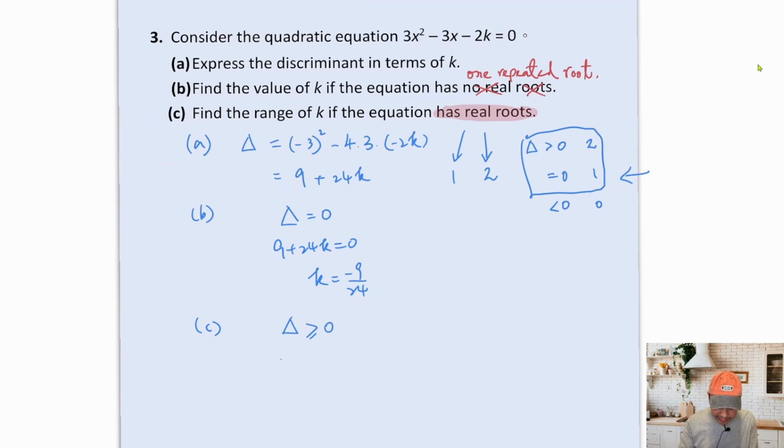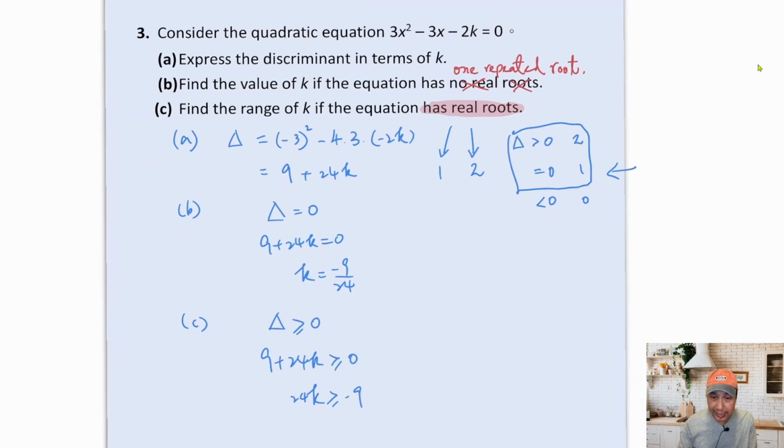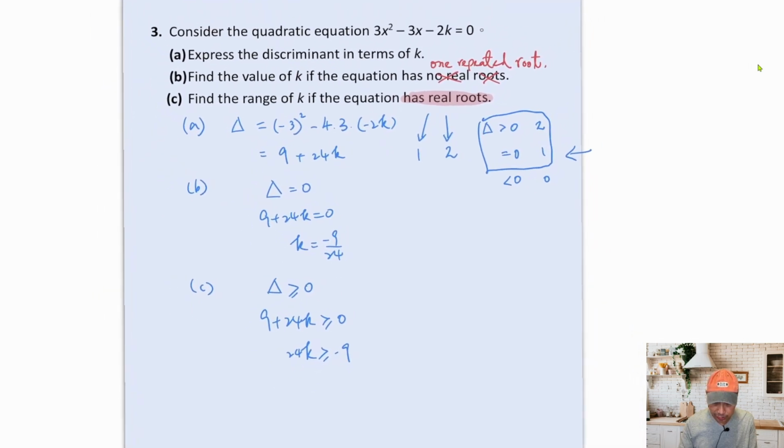So we put 9 plus 24k is bigger than or equal to 0. In this part, we are required to find the range of k. So we simply move 9 to the right hand side and divide by 24. So the range for k should be k bigger than or equal to negative 9 over 24.